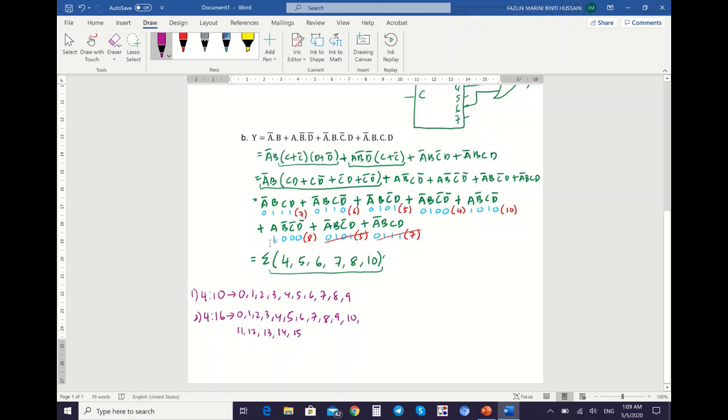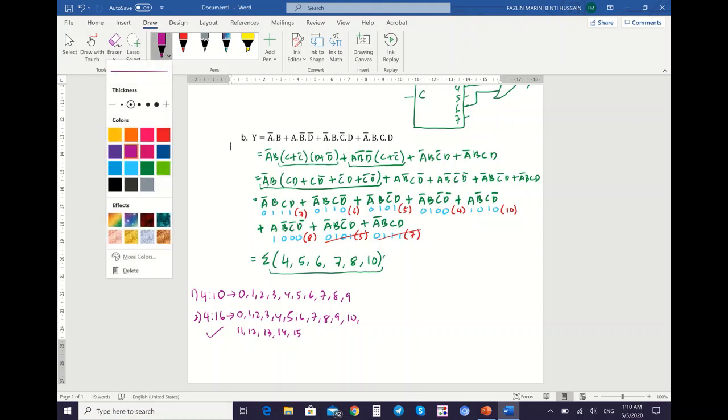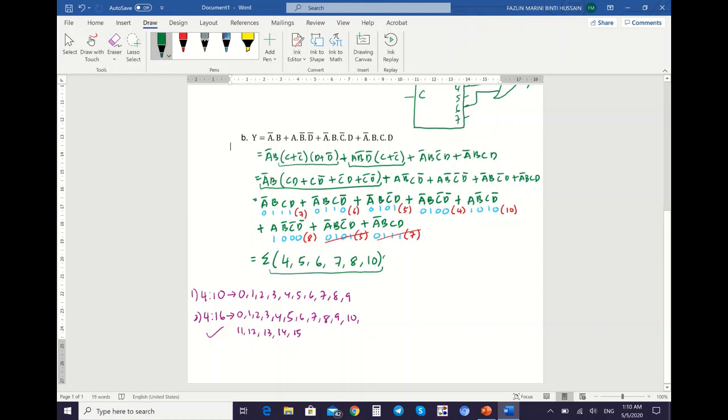Based on these decimal values, the largest decimal is 10. So which decoder has 10? Based on these 2 options, the second option, 4 to 16, has the value 10. The first option doesn't have 10 because the largest number in the first option is only 9. That's why you need to choose the second option, so you just draw the decoder.